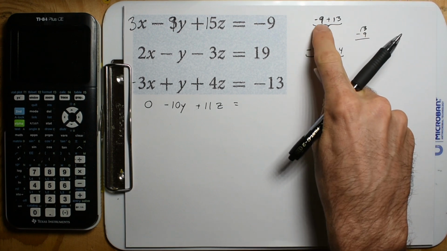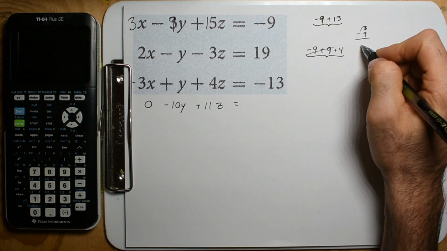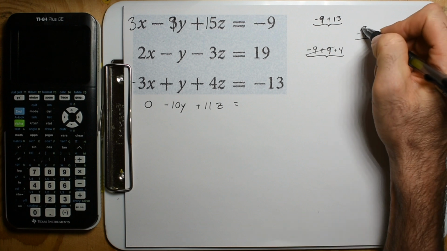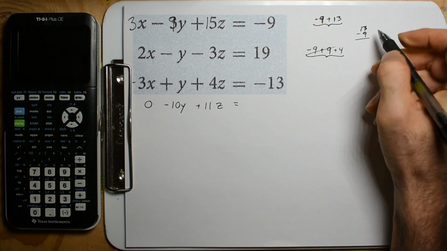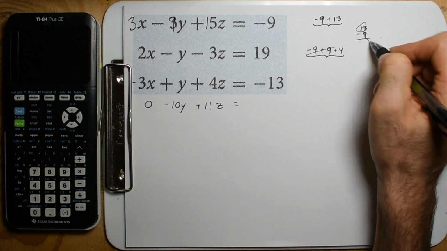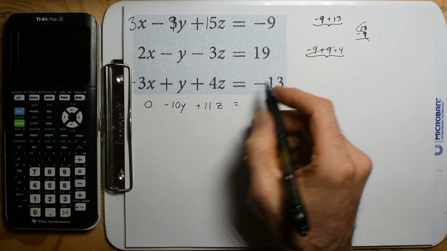So negative 9 plus 9 plus 4, yeah, those cancel, and we just get 4. But I don't see it. And negative 9 minus 13, it's like a nightmare. I don't even want to go that route. Okay, so this has got to be 4.